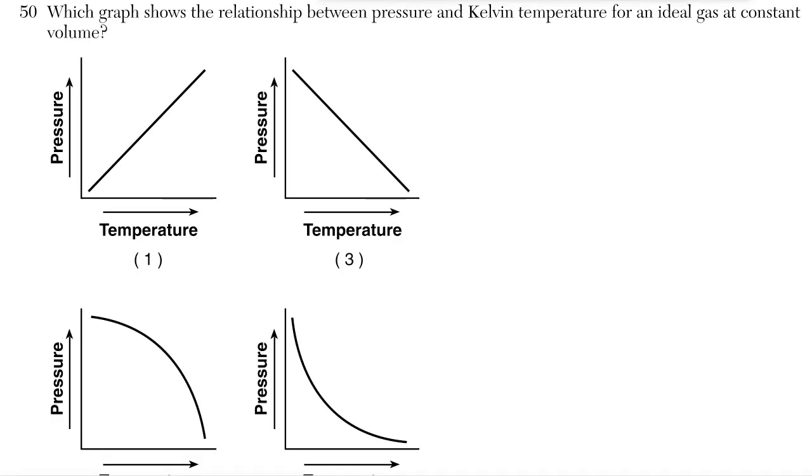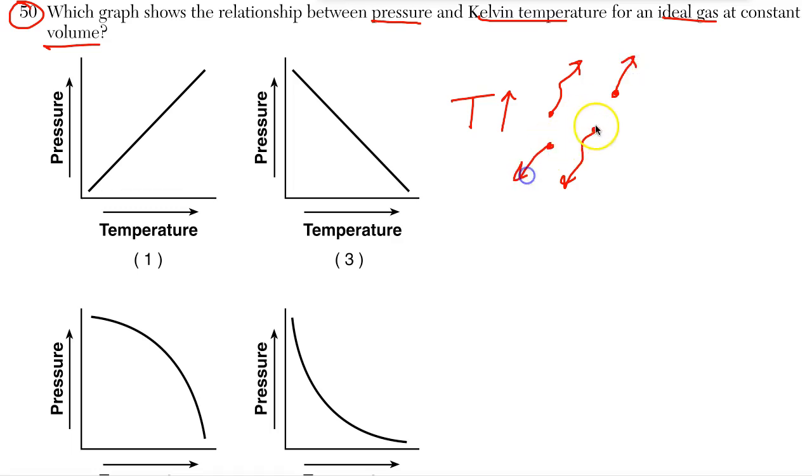So number 50. Which graph shows the relationship between pressure and Kelvin temperature for an ideal gas at constant volume? Okay, so as temperature increases, absolute temperature, molecules go faster, right? Temperature is the average kinetic energy, and kinetic is motion. So if you give them more temperature, if their temperature increases, they're moving faster.